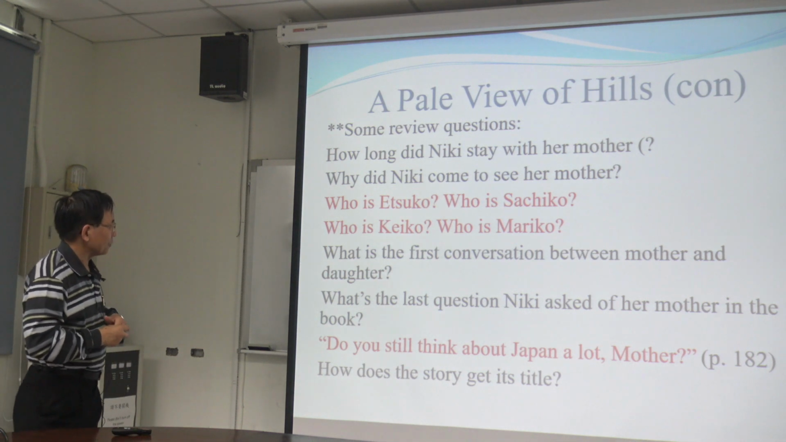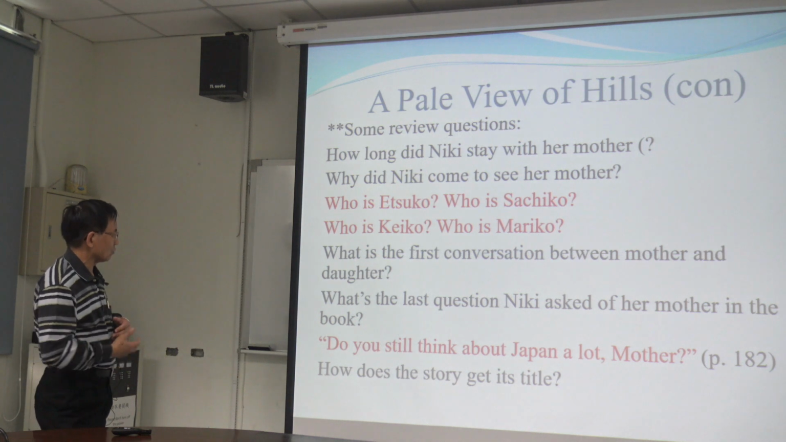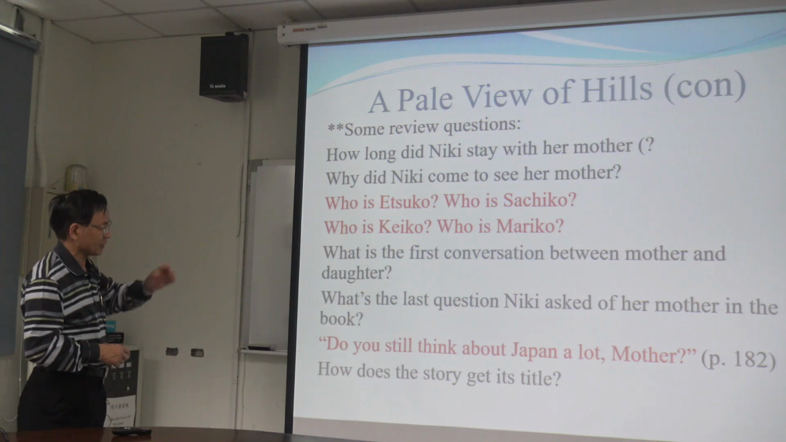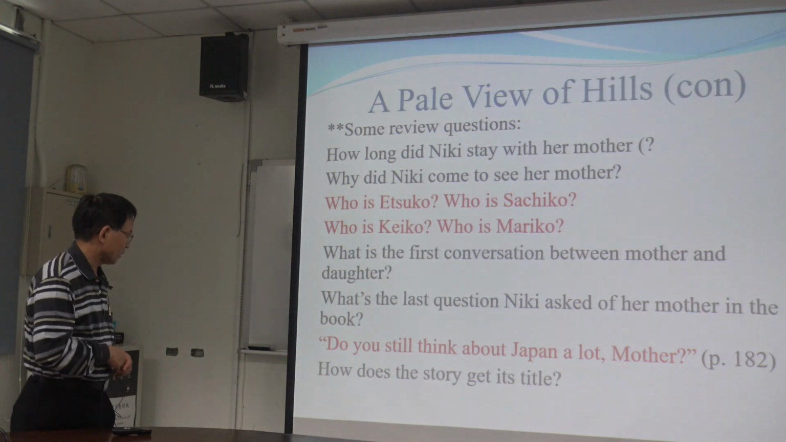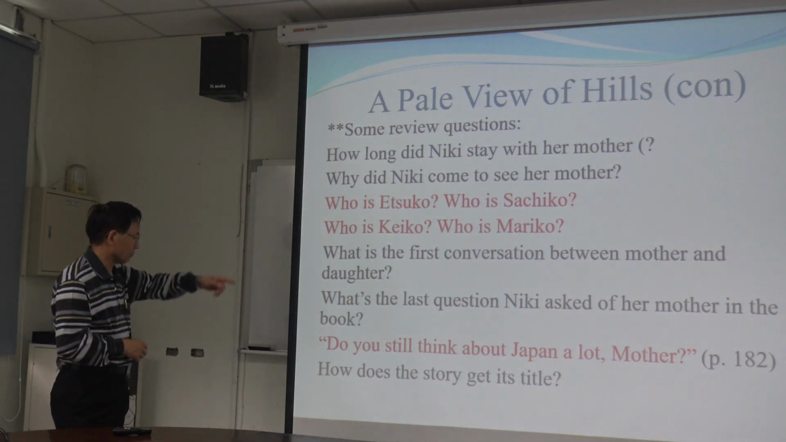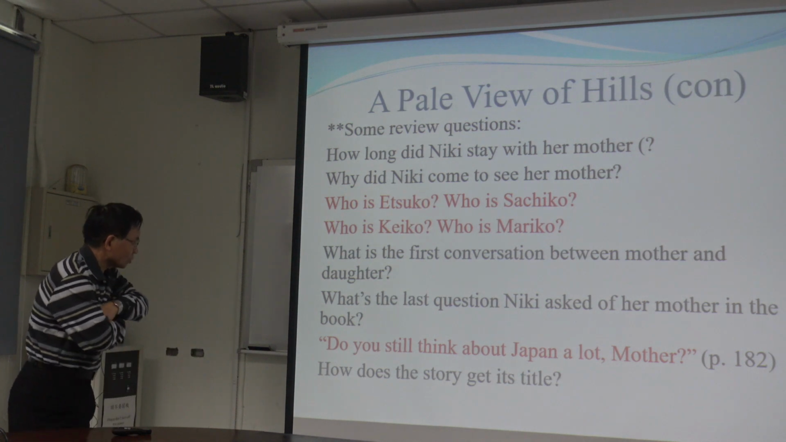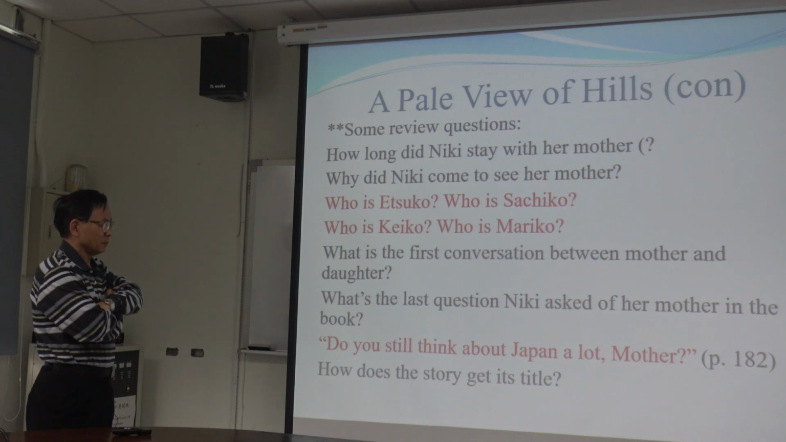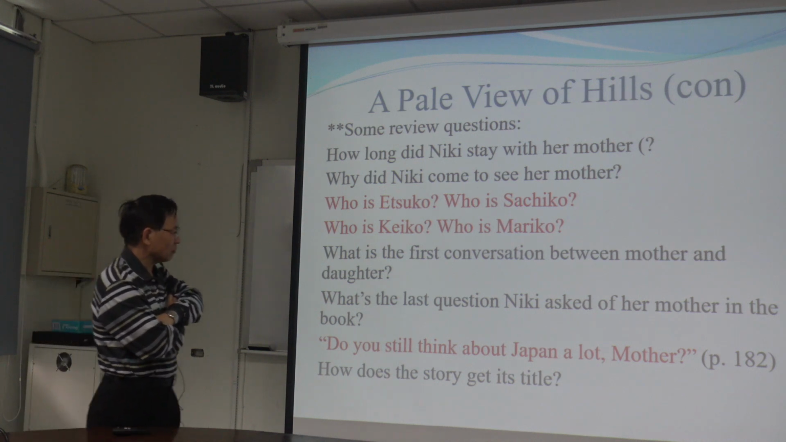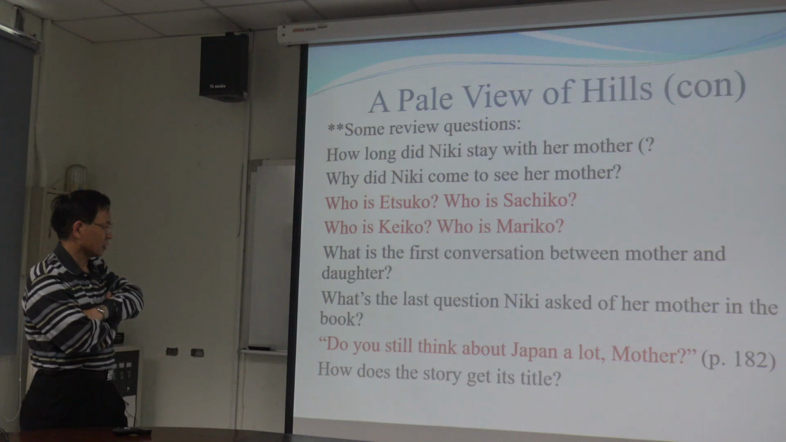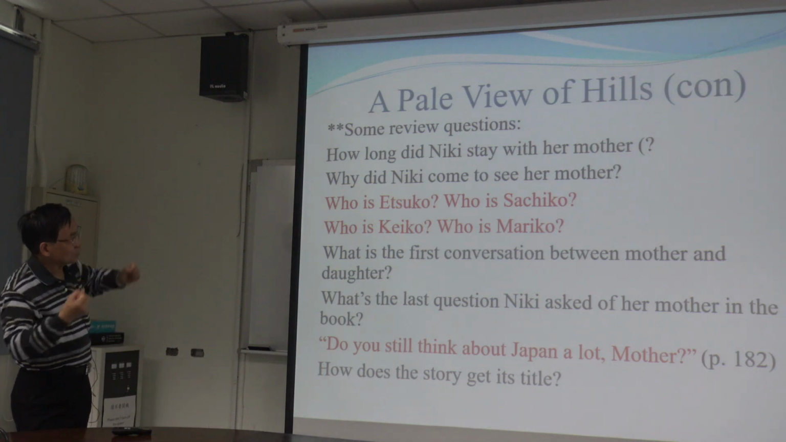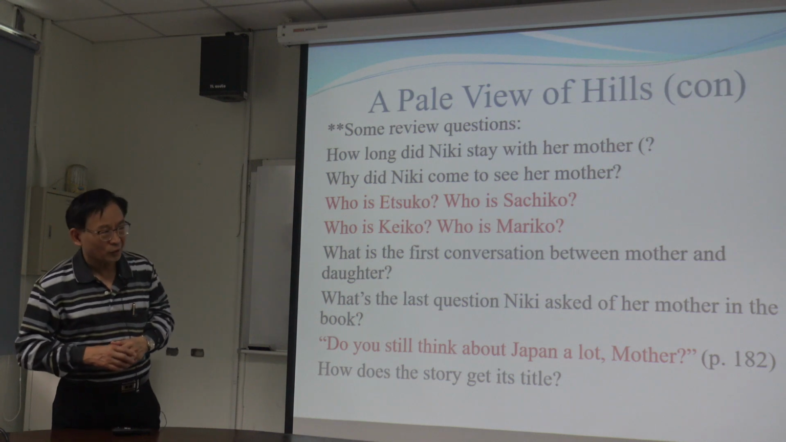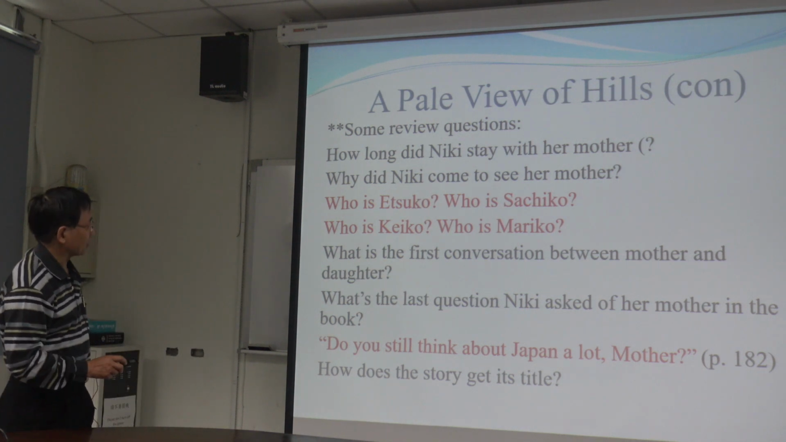And then the very first conversation in the novel between the mother and the daughter, and the very last question Nikki asked of her mother in the book. Okay, this is the very, very last question: Do you still think about Japan a lot, mother? And then, how does the story get the title, A Pale View of Hills? I think these are some very simple review questions before we move to the next slides.